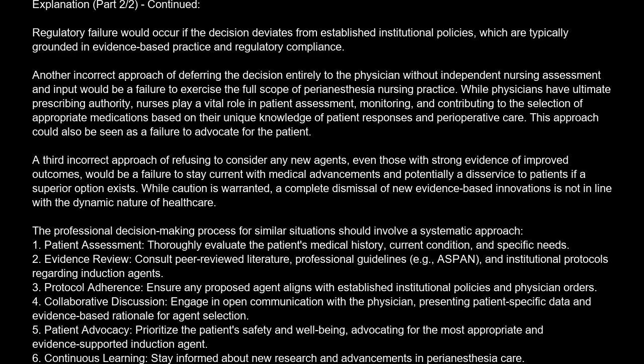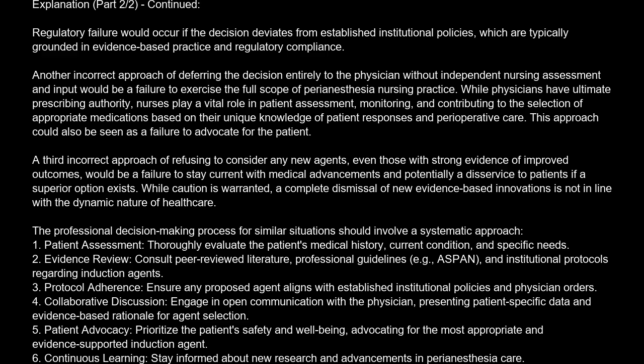A third incorrect approach of refusing to consider any new agents, even those with strong evidence of improved outcomes, would be a failure to stay current with medical advancements, and potentially a disservice to patients if a superior option exists. While caution is warranted, a complete dismissal of new evidence-based innovations is not in line with the dynamic nature of healthcare. The professional decision-making process for similar situations should involve a systematic approach.